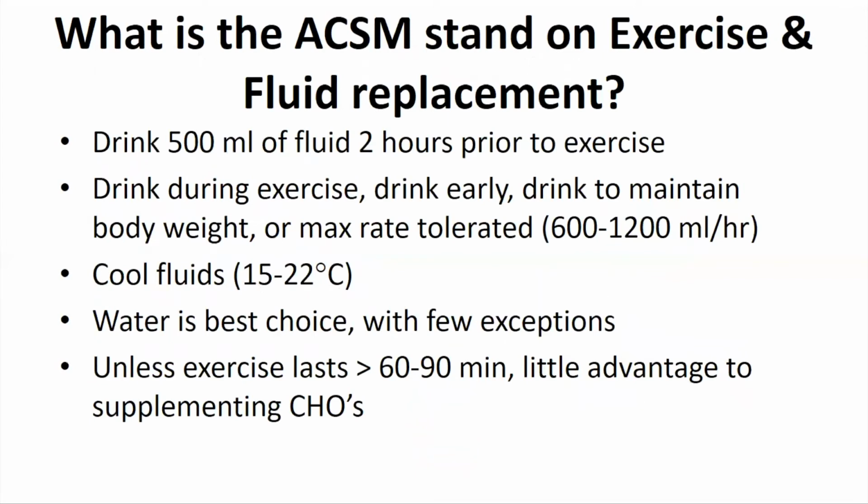The ACSM statement or guidelines state that an athlete should drink 500 mLs of fluid 2 hours prior to exercise. You want to drink during exercise, drink early, and then drink to maintain your body weight. Remember, a 2% loss of body weight due to dehydration will impair your performance in endurance activity. You want to make sure the fluid is cool because it's going to be more palatable.